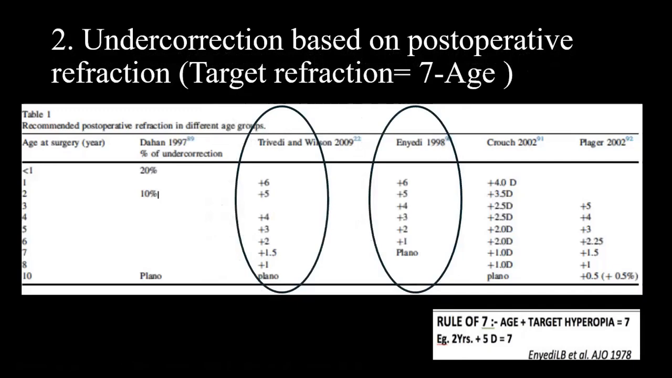And now the recent thing is undercorrection based on postoperative refraction. That is the target refraction, we call it. So target refraction is 7 minus age. So suppose the age is 3 years, so 7 minus 3, it will be +4. So Nihalani et al. and Trivedi-Wilson et al. are most commonly used. So this is called the rule of 7. So based on the target refraction, we have to decide the amount of undercorrection.